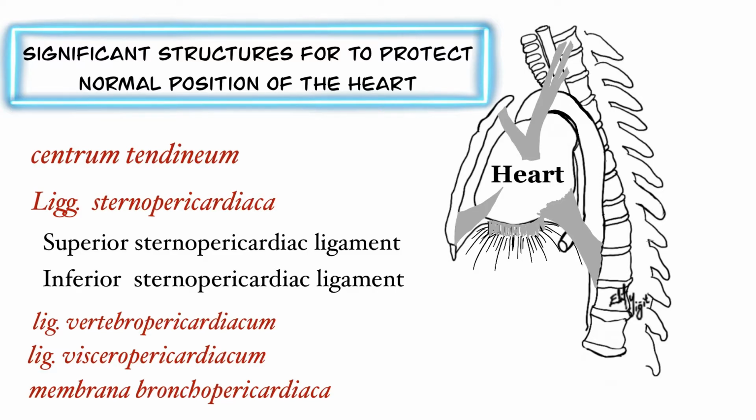These connections are significant to protect the heart's normal position with surrounding structures and to prevent the heart chambers from exceeding their normal volume, especially the right atrium and right ventricle. These connections also primarily protect the heart against injuries.